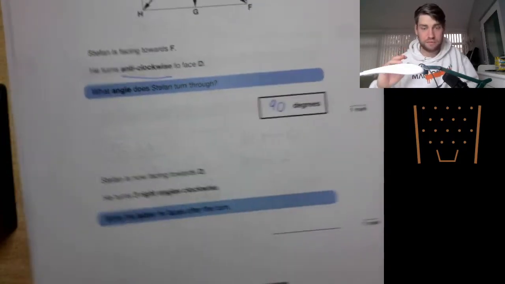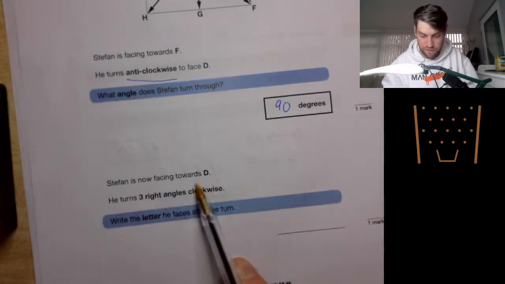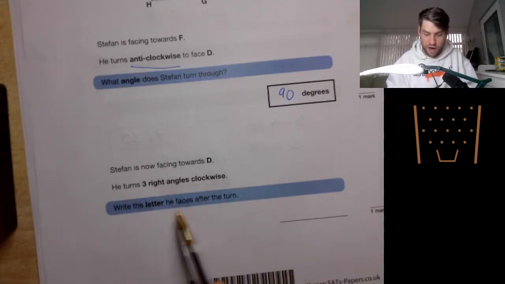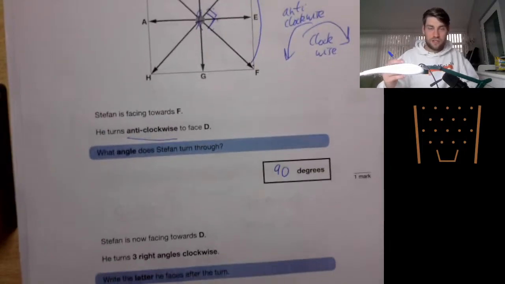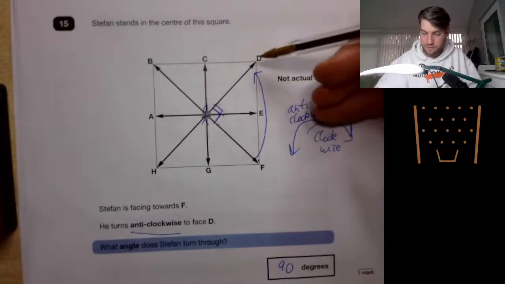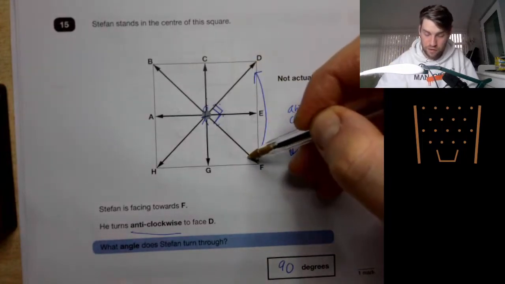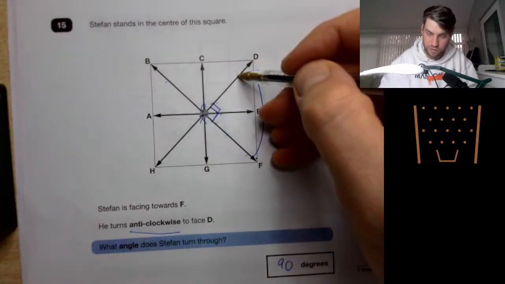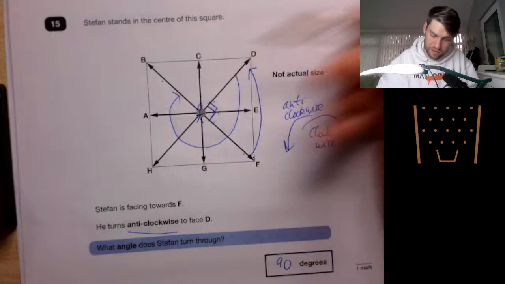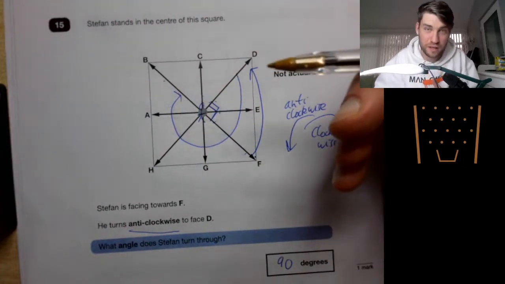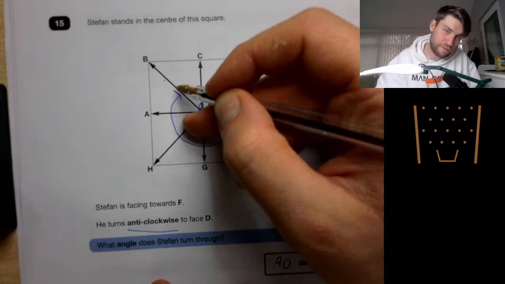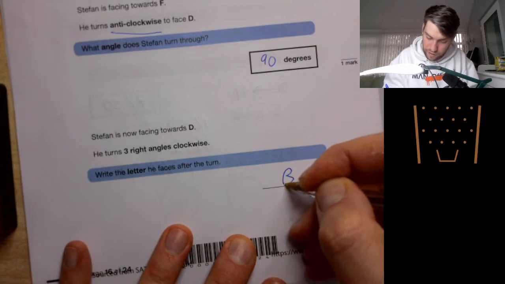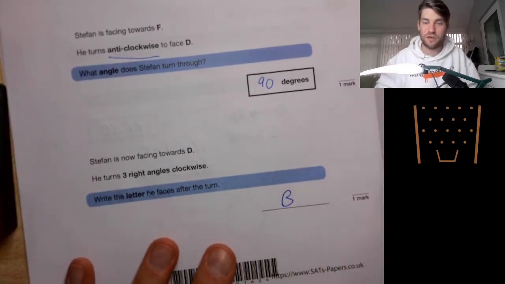I'm going to read it, then I'll zoom out a little bit in a sec so you can see more of it. Stefan is now facing towards D. He turns 3 right angles clockwise. Write the letter he faces after the turn. So he's here. He's going to go 1 right angle, 2 right angles, 3 right angles. So now he's facing towards B. He's going all the way around to here. Alternatively, if you're going to be really clever, you could just do 1 right angle anti-clockwise and do it quicker. Some of you mathematicians might see that straight away and get onto it.